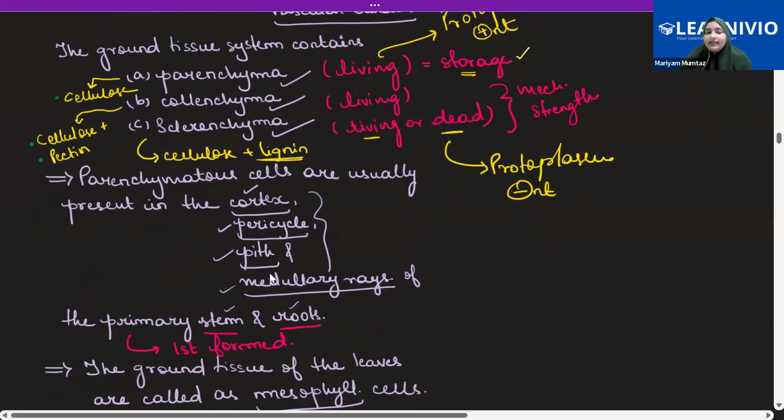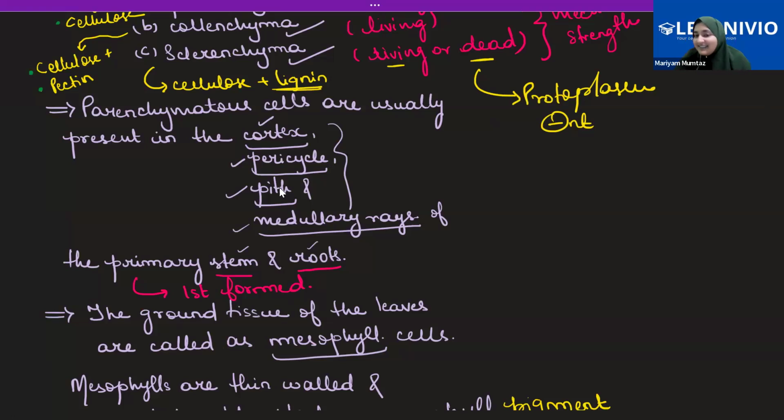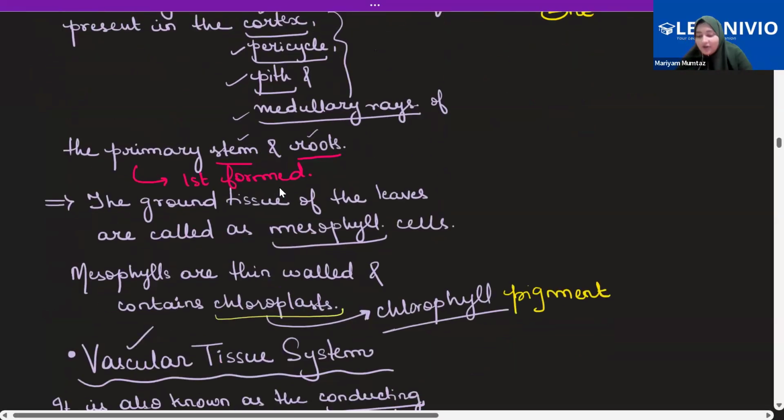So now, parenchymatous cells are usually present in the cortex area of the plant, in the pericycle area of the plant, in the pith and the medullary rays. Now the question comes along, what are these things? For this, I'd have to check your NCERT PDF whether or not they have removed this, because I don't remember.